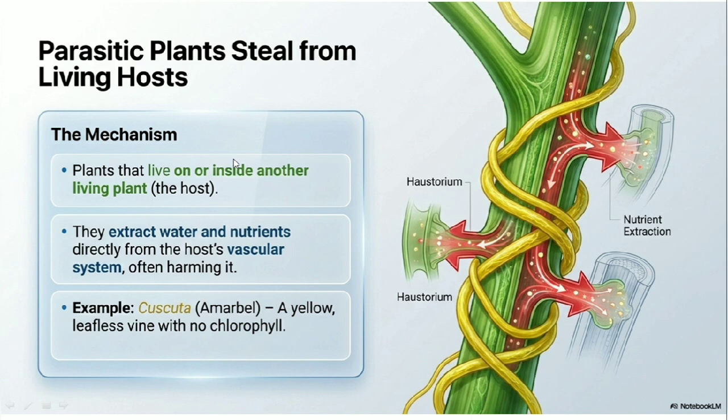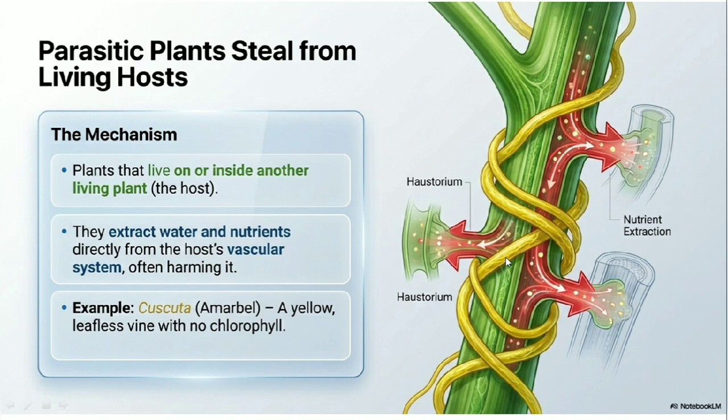What they do here is they steal from living hosts. The mechanism is that these are plants that live on or inside another living plant, which is the host. Then they extract water and nutrients directly from the host's vascular system, often harming it. An example for this is Cuscuta, also called Amarbel, a yellow leafless vine with no chlorophyll.